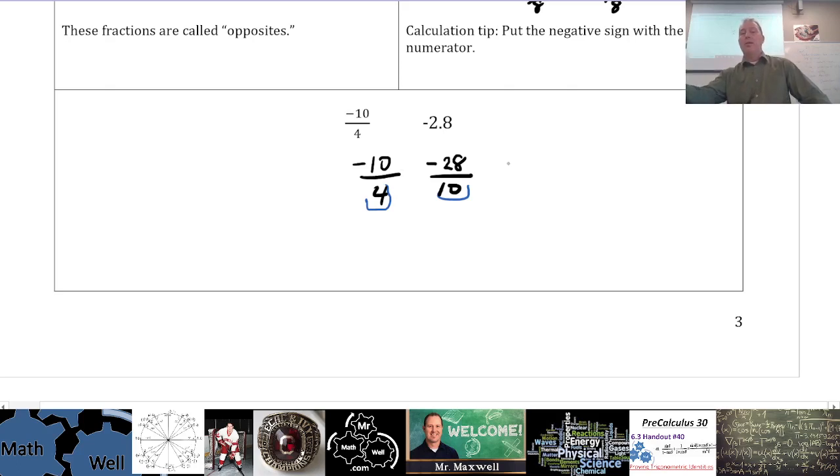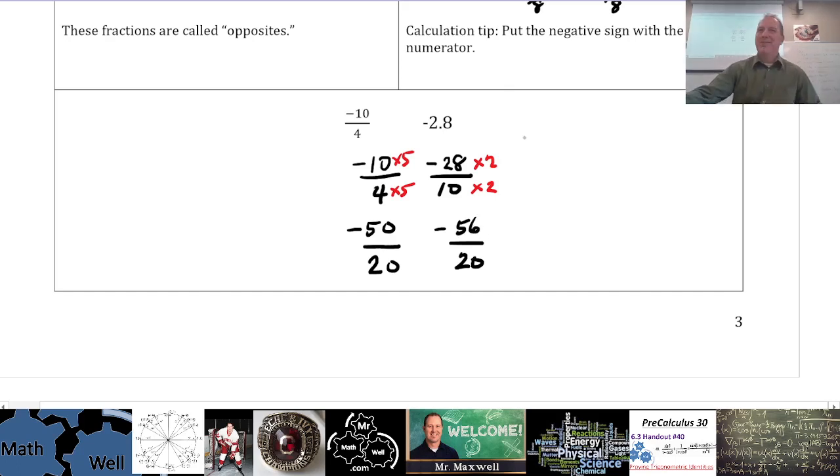You might need a calculator for that. But what is also noticeable is that the lowest common multiple between 4 and 10 is 20. So I could write this as a fraction over 20, and then I won't have to multiply such large numbers. For example, I could do 4 times 5 and 10 times 5 to get 20. And I could do 10 times 2, 28 times 2. So that gets me 20 on the bottom here and negative 50 on the top. This gives me 20 on the bottom and negative 56 on the top.